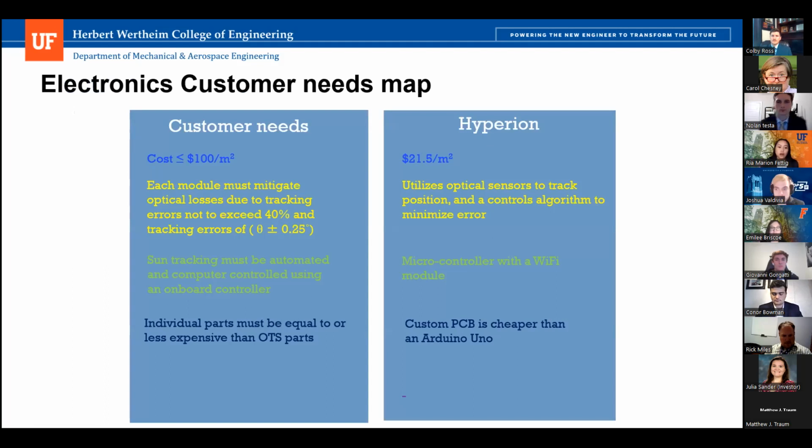For the electronics, the overall cost of everything needs to be under $100, and the entire electronics subsystem costs about $21.5. Each module must mitigate optical losses due to tracking error, and for that, we have optical sensors to track the position of our actuators and a controls algorithm to minimize this error. The sun tracking must be automated, and we have a microcontroller with a Wi-Fi module, and individual parts must be less expensive than OTS parts, and our custom PCB is cheaper than an Arduino Uno, which would be our comparable option.